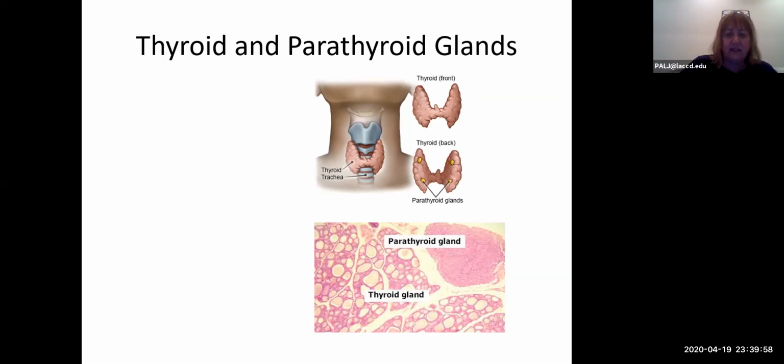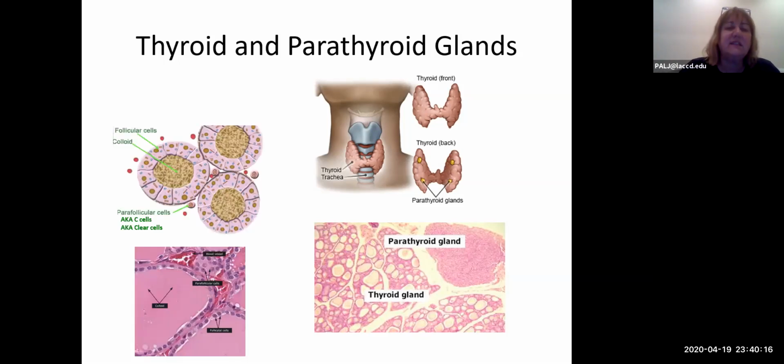So here is a histology picture, and I think you clearly can see that the thyroid gland tissue looks totally different than the parathyroid gland tissue in the upper right corner. And it shows you how the parathyroid gland is sitting right on the edge of the thyroid gland. All right, so let's talk about what the thyroid gland looks like.